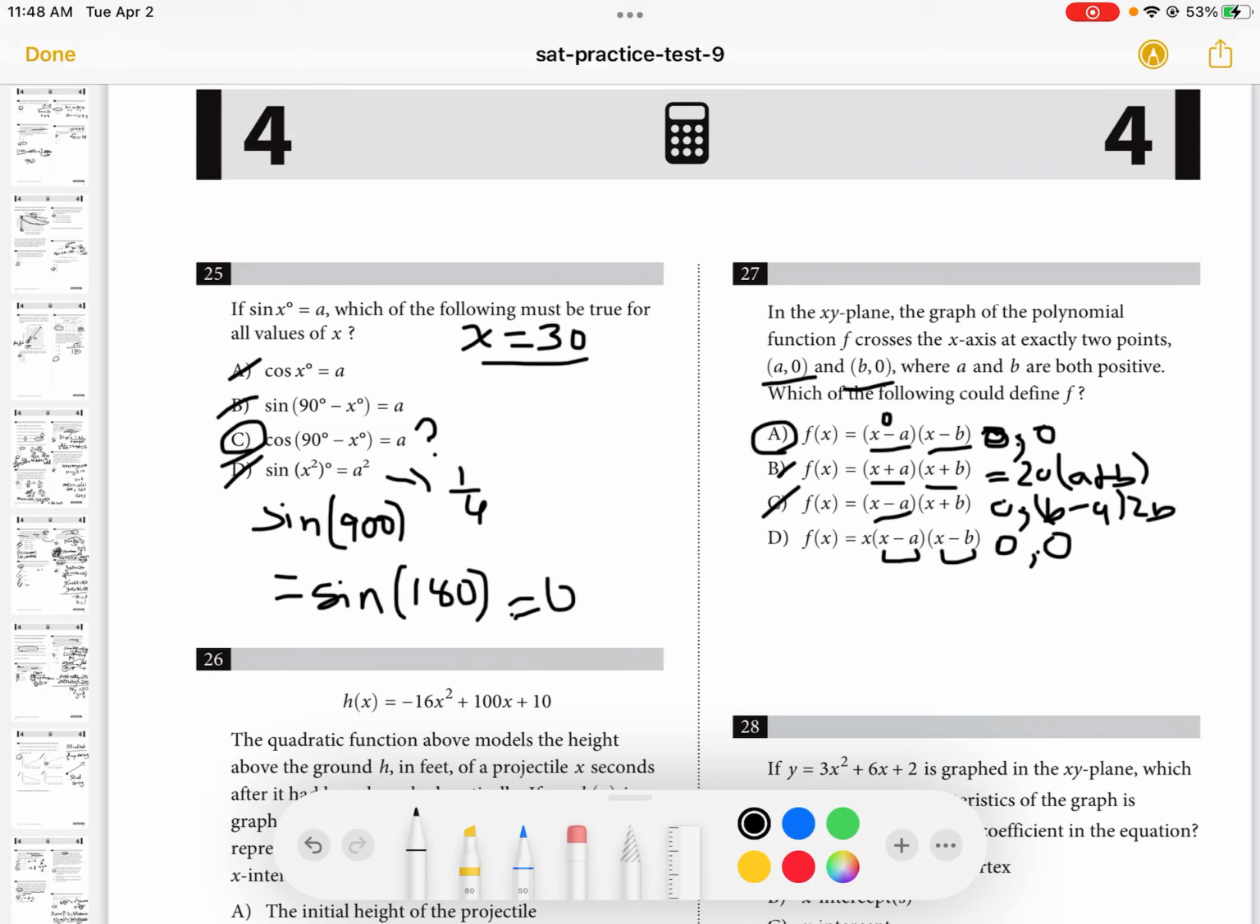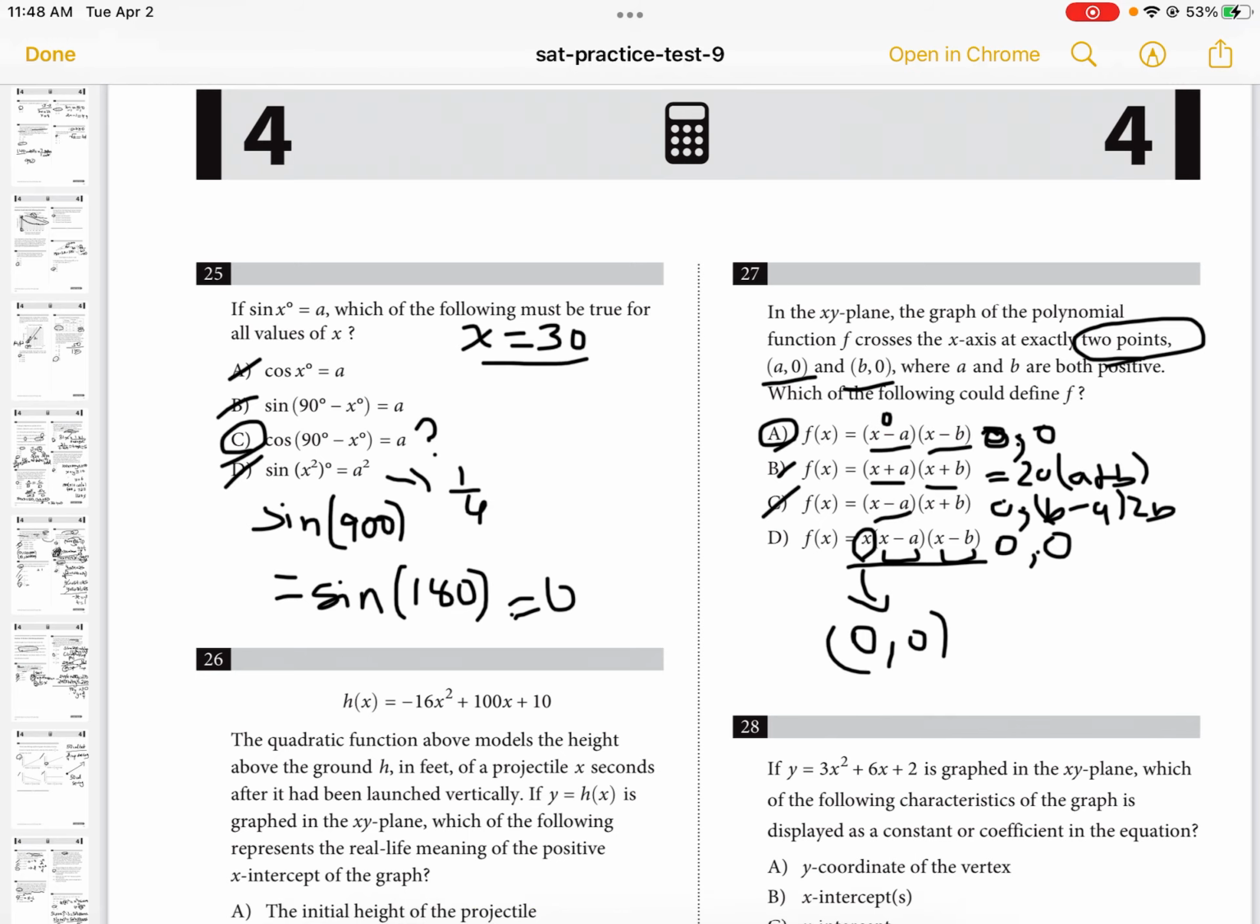But now it's just differentiating which one it is. Is it A or D? Well, for D, it has another 0 at 0, 0. So if you plugged in x equals 0, this whole thing would be 0 as well. But the function f crosses the x-axis at exactly 2 points. So it has only 2 x-intercepts. D has 3 x-intercepts, so it can't be D. So we know the answer is A.